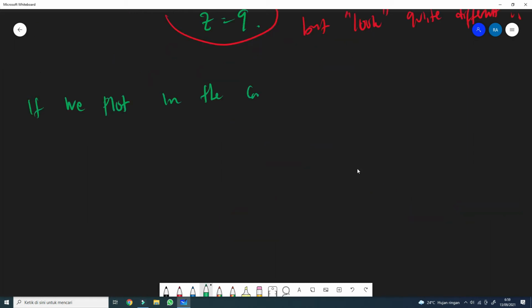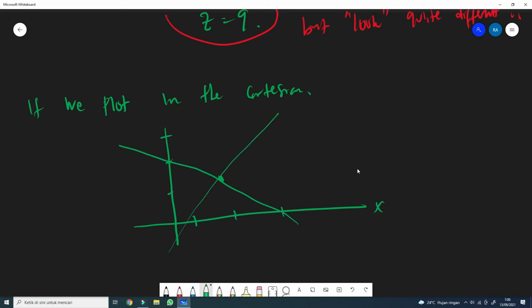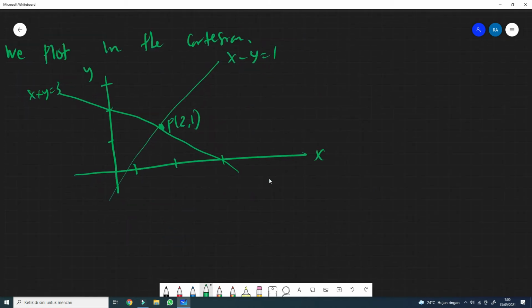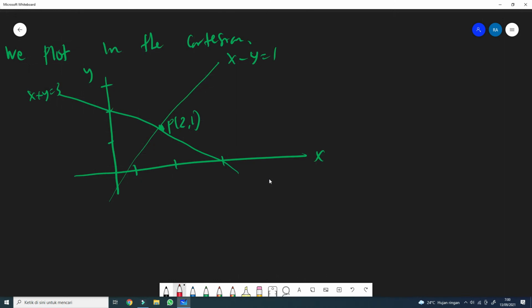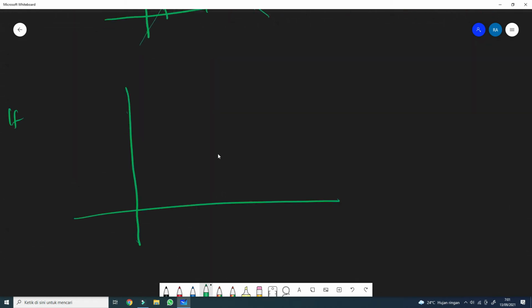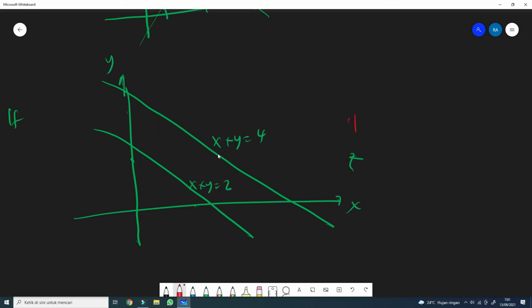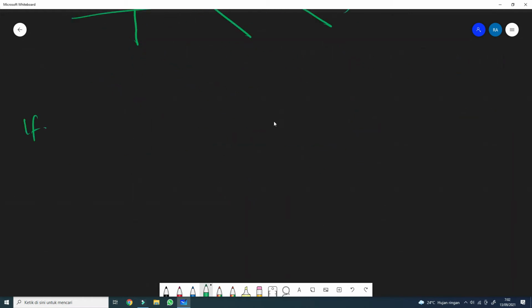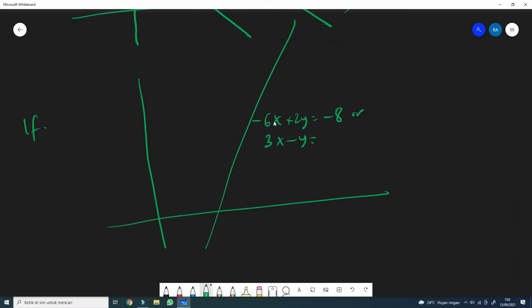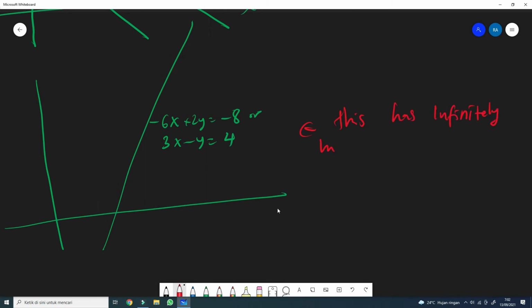If we plot it in the Cartesian plane, it will look like this. So suppose the first equation is x - y = 1 and the other line is for x + y. We have the intersection at (2, 1), and this is called a unique solution of x = 2 and y = 1. And if the line graph is shown like this, then it has no solution because there's no intersection between the lines. And if the result looks like this, then it has infinitely many solutions.